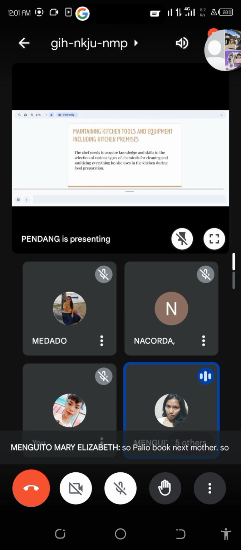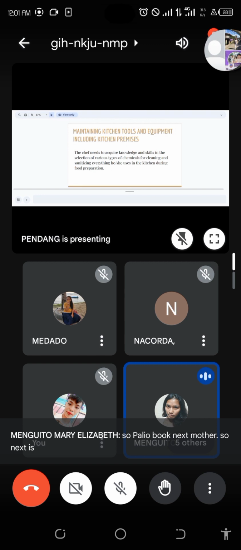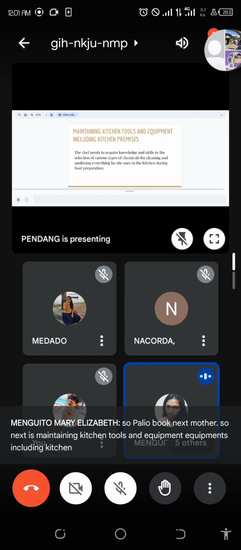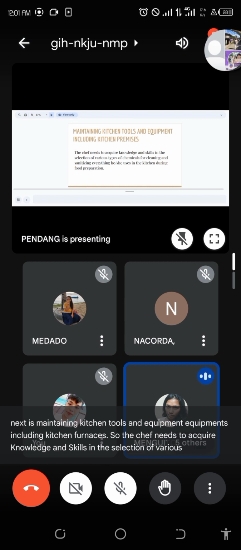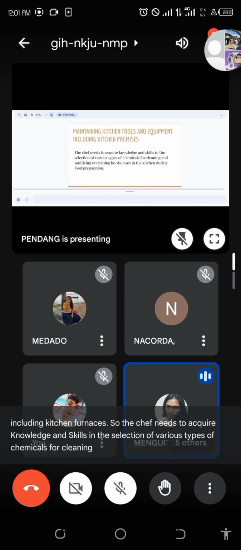So, next is maintaining kitchen tools and equipment including kitchen premises. So, the chef needs to acquire knowledge and skills in the selection of various types of chemicals for cleaning and sanitizing everything he or she uses in the kitchen during food preparation.